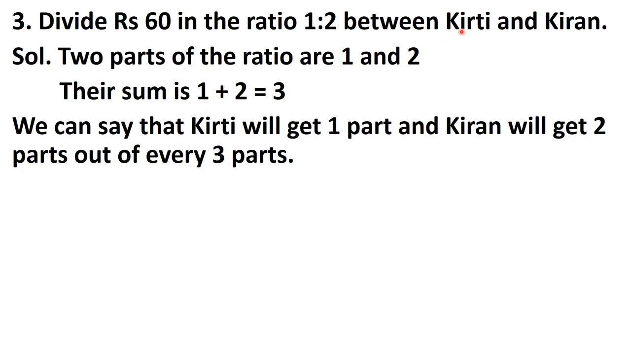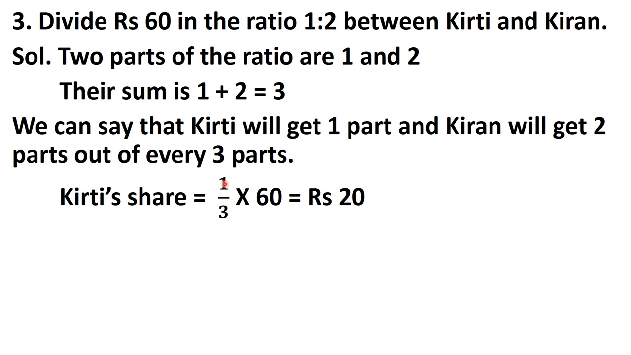See, the first name written is Kirti, so the first part is of Kirti. The second name is Kiran, so the second part is of Kiran. So, Kirti will get 1 part and Kiran will get 2 parts, and total parts we have 3. So, Kirti's share is 1 by 3. Okay, out of total she is getting 1. But we are not having 3 rupees. How many rupees we have? 60.